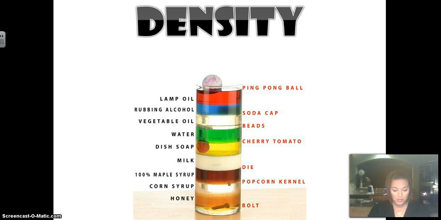Looking at your density matrix, your essential questions for this video will be: how do you calculate density? Is density a physical or chemical property? And how can density be used to identify an unknown substance?